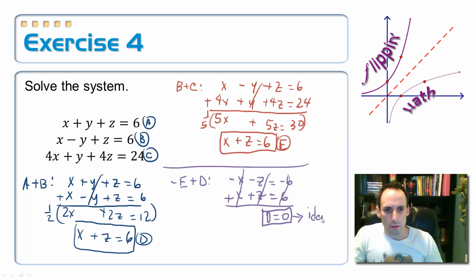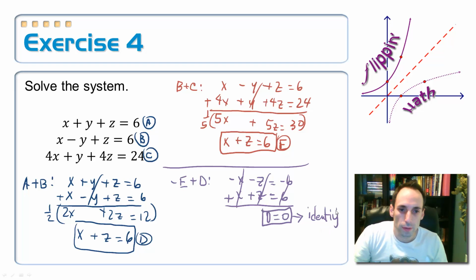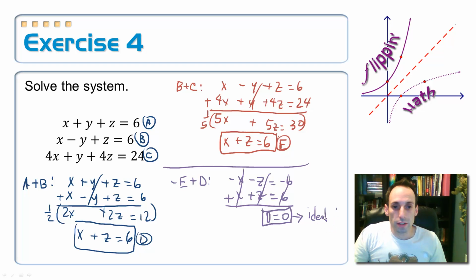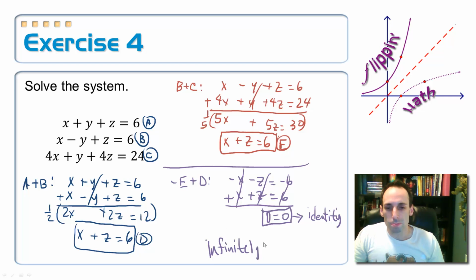Well, there we go. I didn't get it. Pitiful. No eraser. Okay, I'm going to try this again. Identity. There we go. And which means that we have infinitely many solutions. This pen can't keep up with me. I'm just writing too fast.